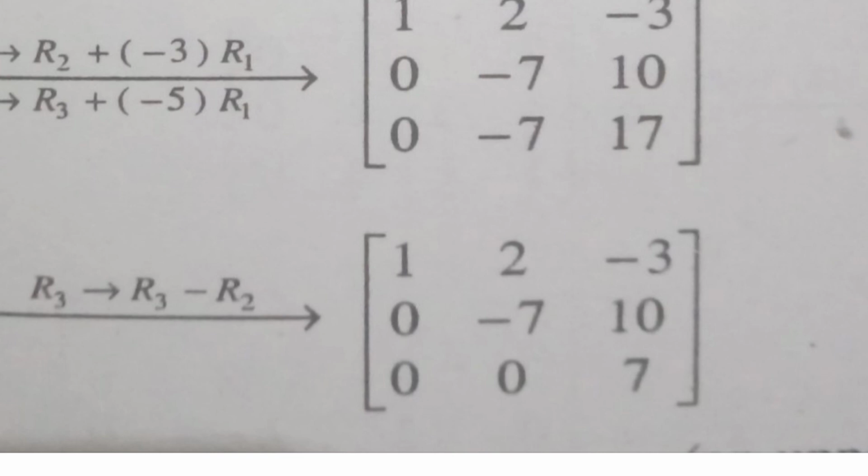So 0 minus 0 becomes 0. Minus 7, minus of minus 7, again becomes 0. And 17 minus 10 becomes 7. So in the third row we have 0, 0, 7.